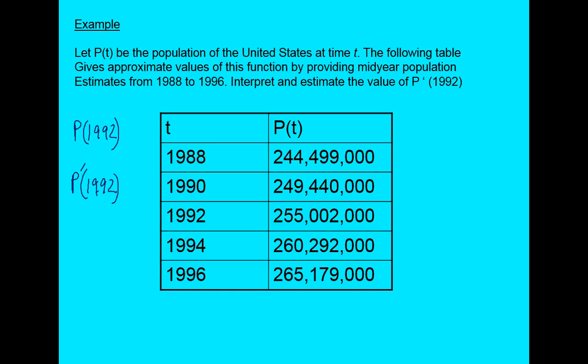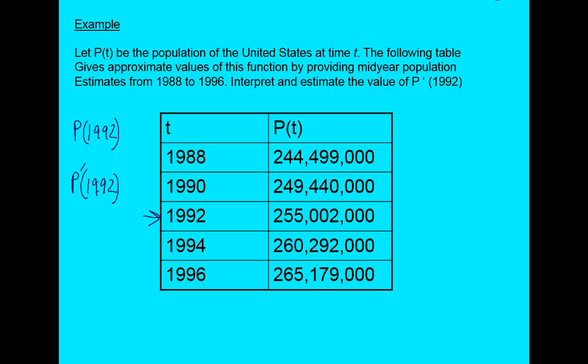This one's asking us to interpret and estimate the value of P prime. When we're given discrete values, and we're trying to find the rate of change in 1992, we take 1990 to 1992, create the secant line, and find the slope of that secant line. Then we take 1992 to 1994, create the secant line between those 2 points, and then average them.